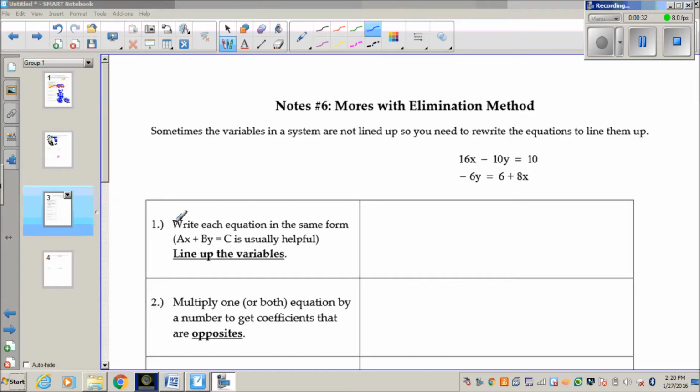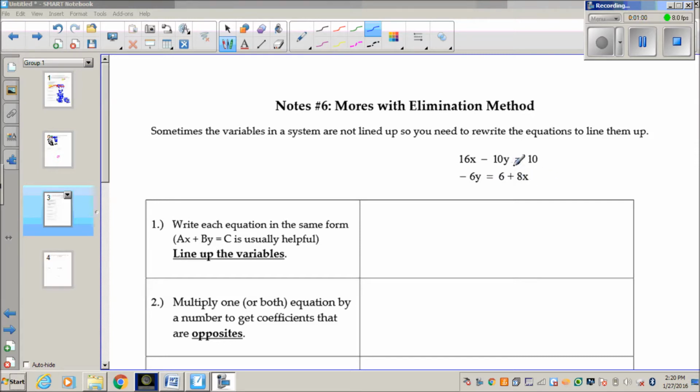So here it says step 1, we're going to write each equation in the same form. Now I see the example that we have here is 16x minus 10y equals 10. The second equation is negative 6y equals 6 plus 8x. So in this case, it's not lined up. Here I have x and y together on the left side of the equal sign. Here I have y by itself, but the 6 and the 8x are on the other side.